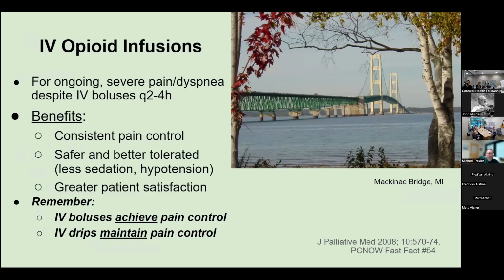And it's important to note, IV boluses are to achieve pain control, whereas the drips, the infusions, are helpful to maintain pain control. So if somebody is in a crisis, just turning up the drip is not going to get their pain controlled right away. It will maybe an hour or two from now. But if you want to get their pain controlled now, give a bolus and then turn up the drip so that when the bolus wears off, the drip will be in place at a higher rate. So again, drips are really a bridge to comfort.